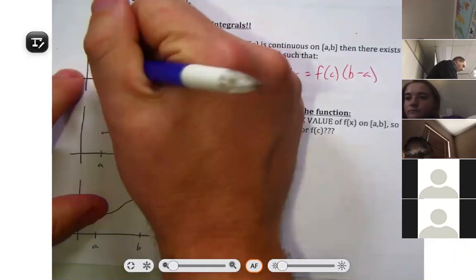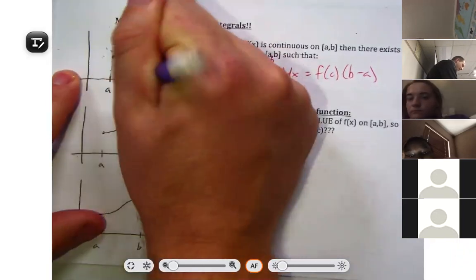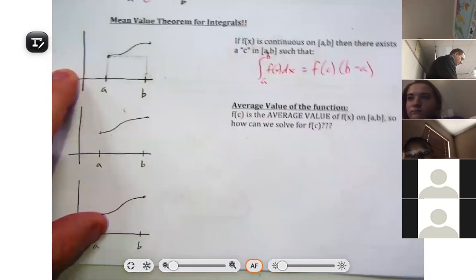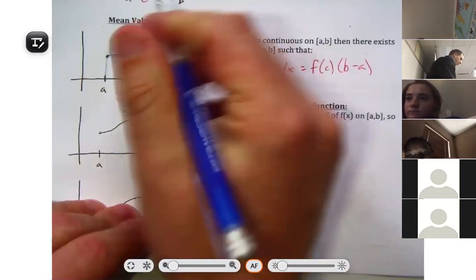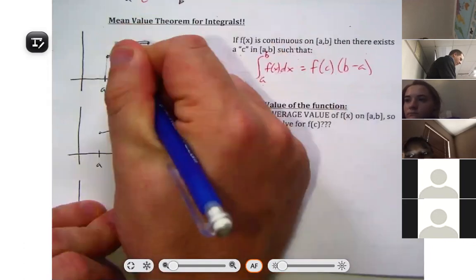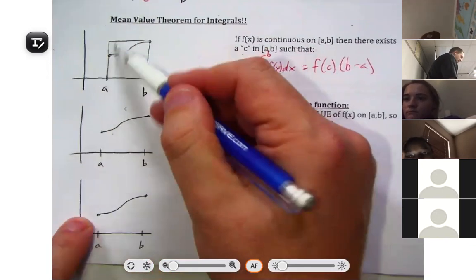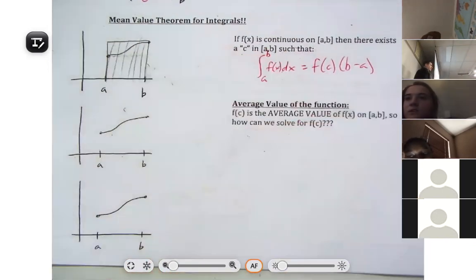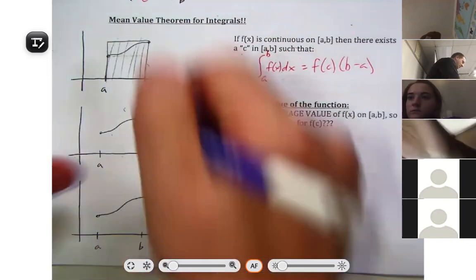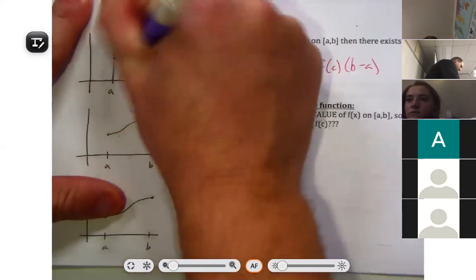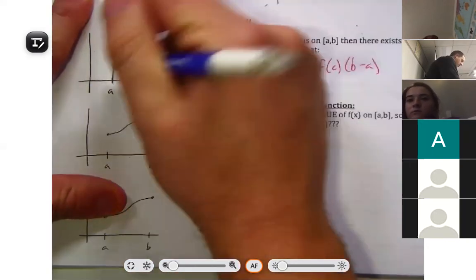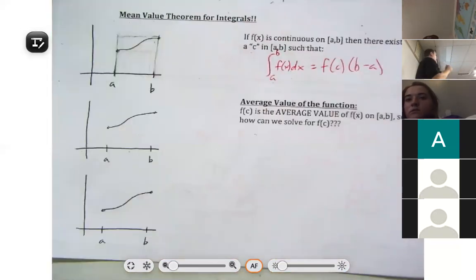Imagine I take that rectangle and let's say I started at the right side instead. So I start at b and I go up and I go all the way over to a and then I go down. Is the area of that rectangle the exact same as how much area is under that curve? No, you're good. What this theorem is saying is there has to be some point in the interval, some place where if I draw one rectangle up to that height, the area of that rectangle will equal the exact area under the curve.